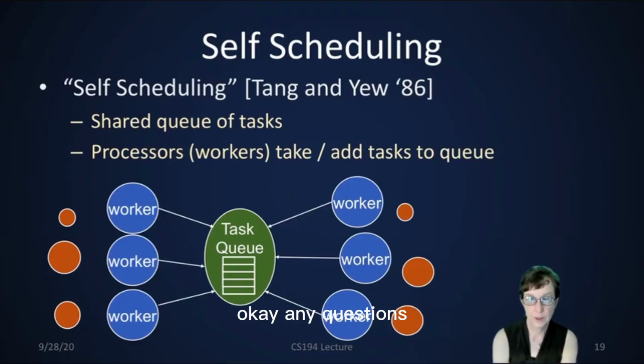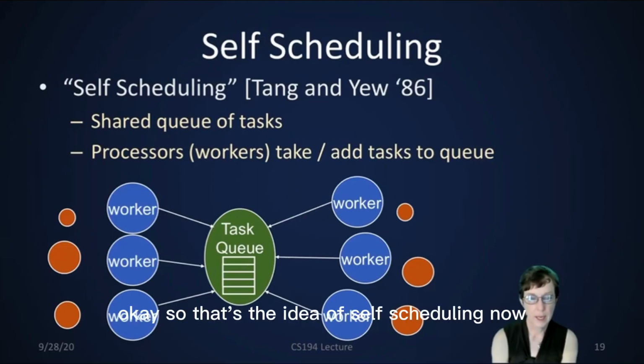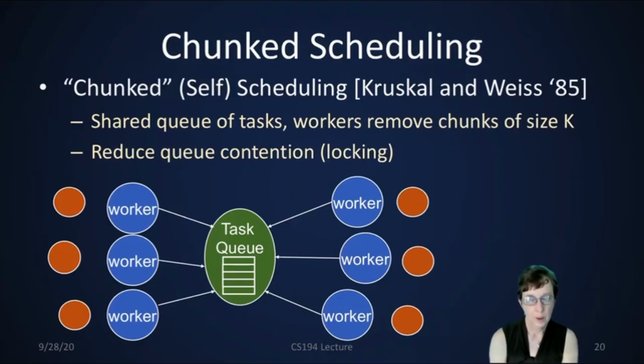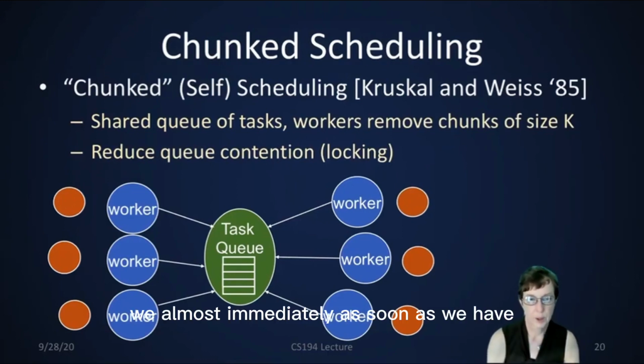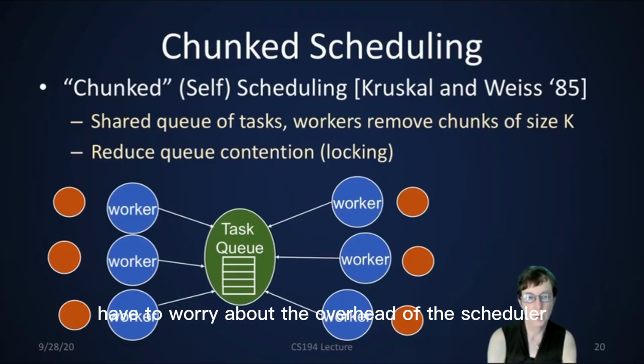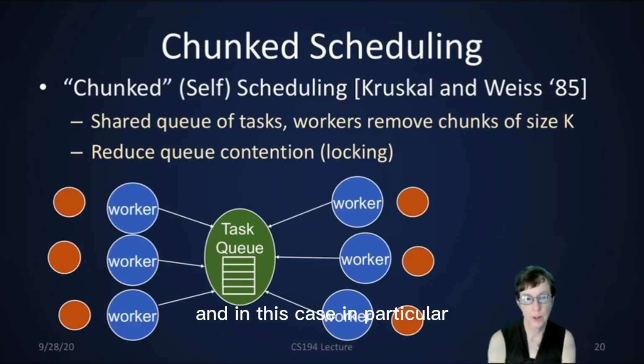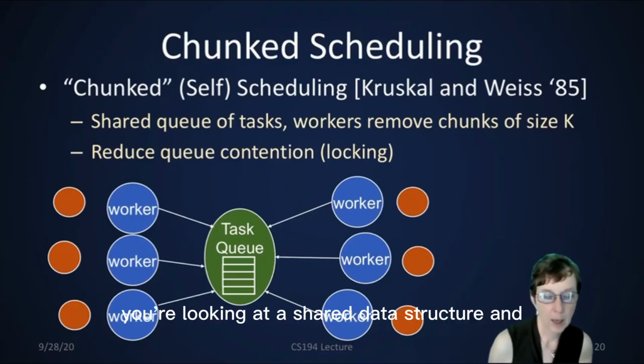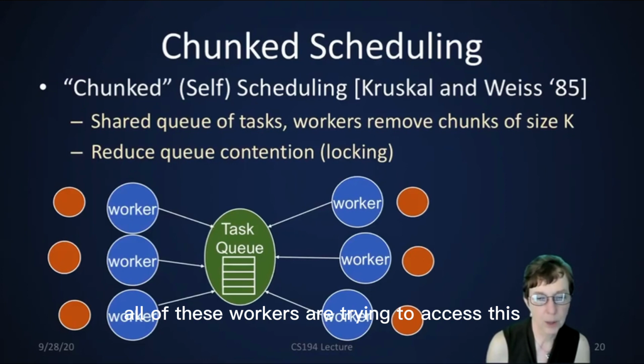Okay, any questions? Okay, so that's the idea of self-scheduling. Now, as soon as we have a scheduling problem like this, we almost immediately have to worry about the overhead of the scheduler. And in this case in particular, we've got this shared data structure. And by the way, this will be something you'll be working on in homework 5. You're looking at a shared data structure, and all of these workers are trying to access it.